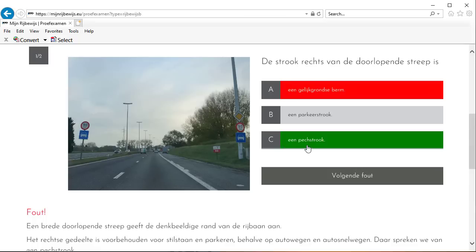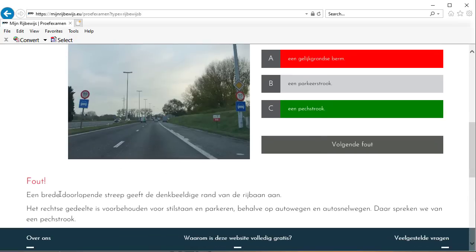So it says this part of the road next to the solid line can be used for waiting or parking, except on the motorway and the expressway. So on an expressway and motorway, it becomes a breakdown lane.